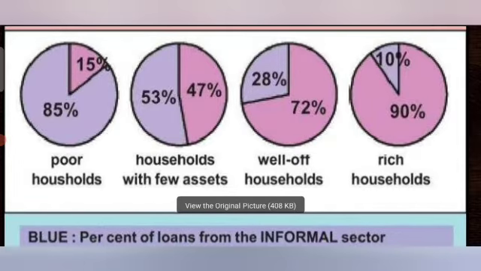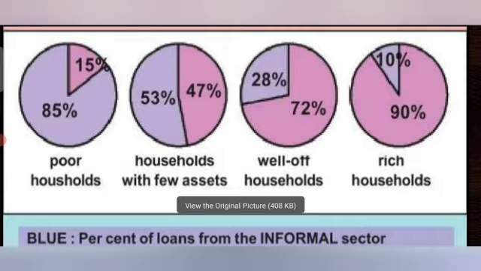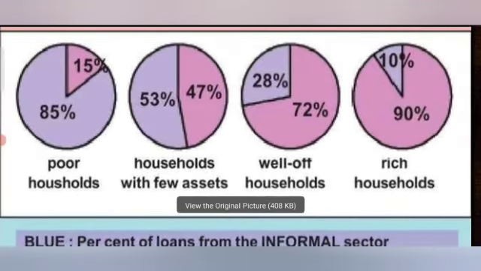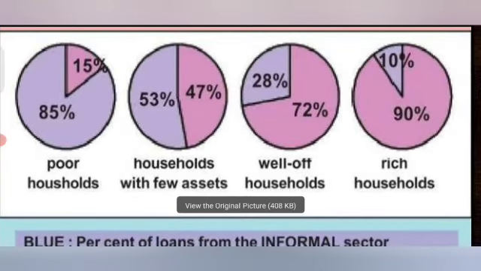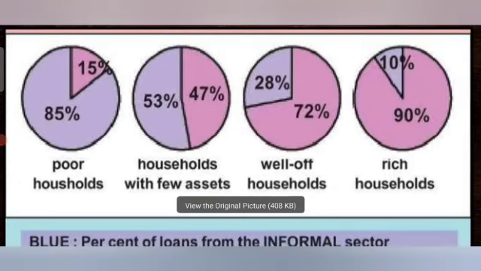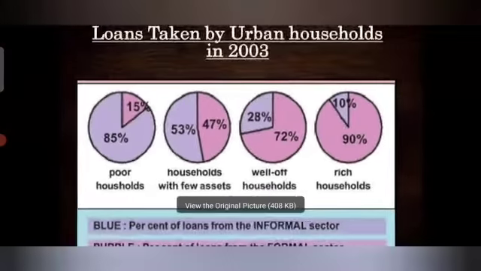The main reason is that the poor do not get loans from banks, because they have to give collateral and all the documentation, which is impossible for them. That is the main reason. And in a bank, we cannot suddenly take any amount of loan. That is one more thing.